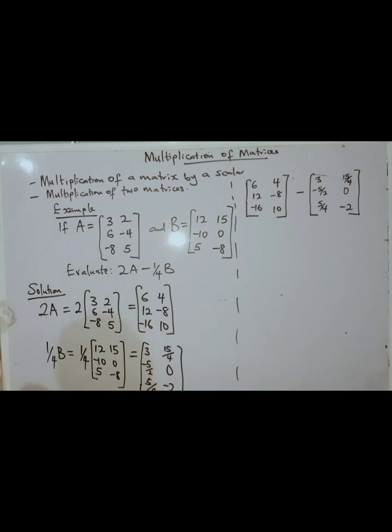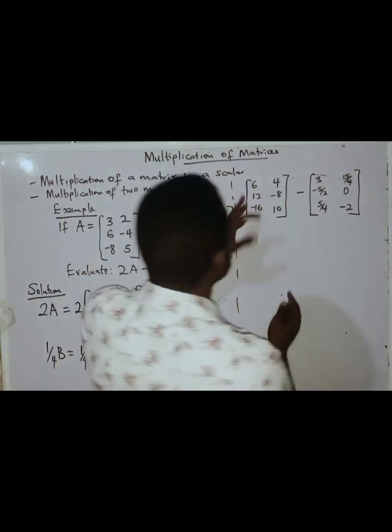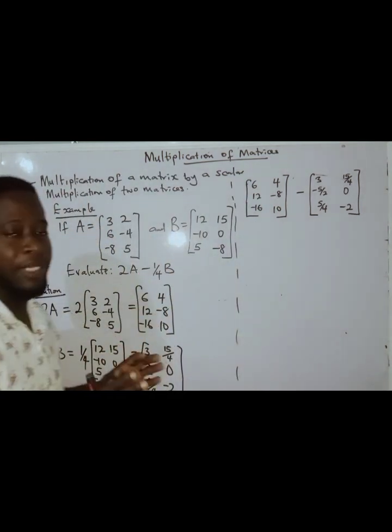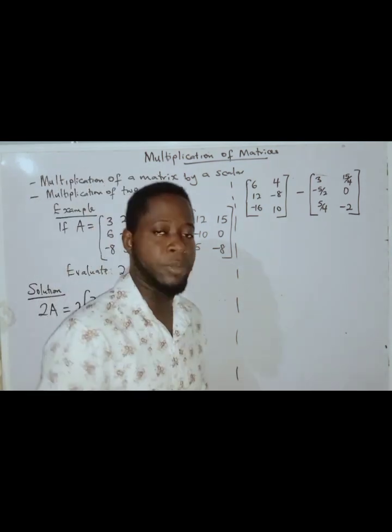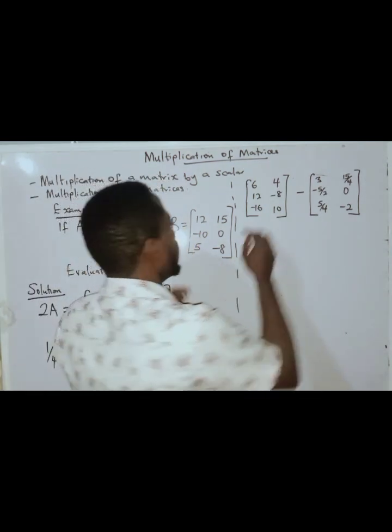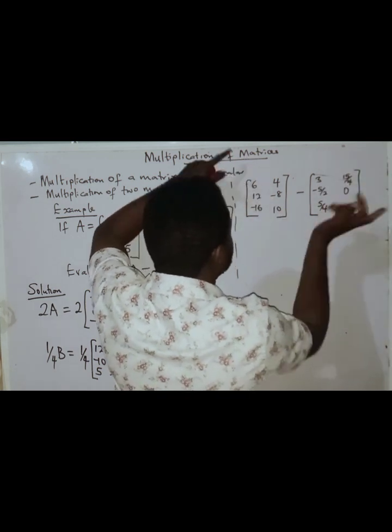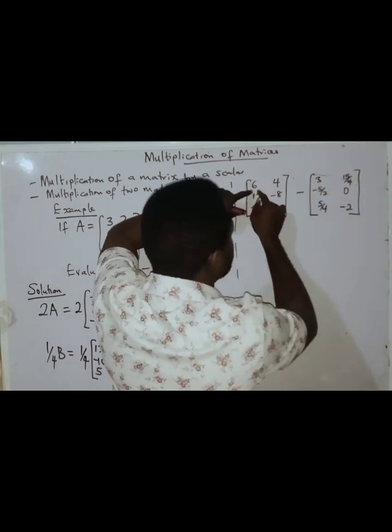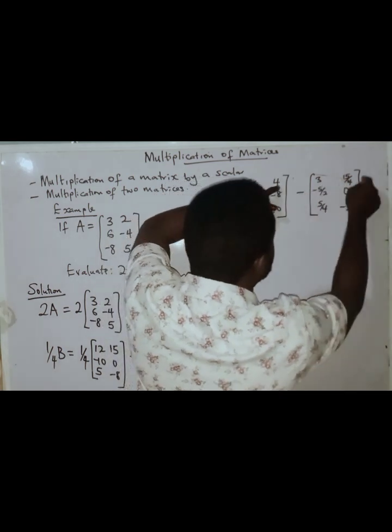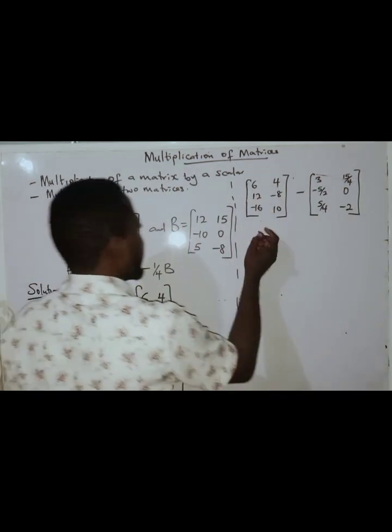Alright, so the next thing to do, I'm going to use the elements. Don't forget, when we did the addition and subtraction of matrices, we said that to add or subtract matrices, we are going to make use of the corresponding elements. That is, if you are adding, it's going to be 6 plus 3. If you are subtracting, it's going to be 6 minus 3. Then this one will be 4 minus this, and so on like that. So that's what we are going to do now.